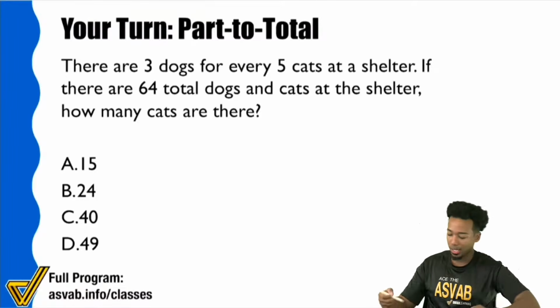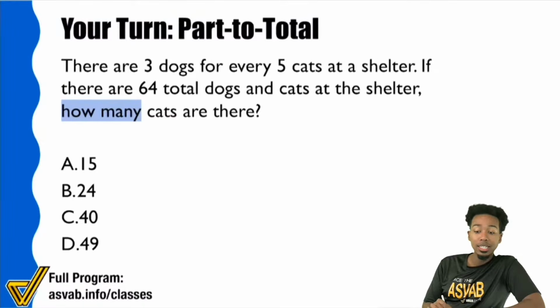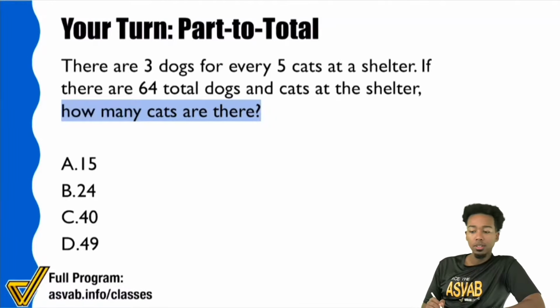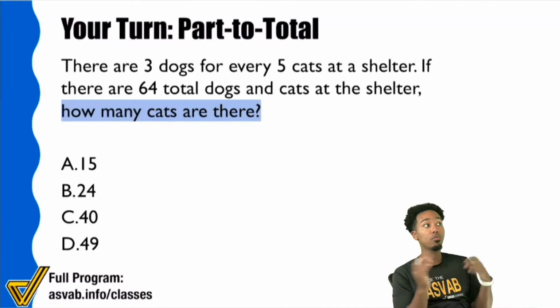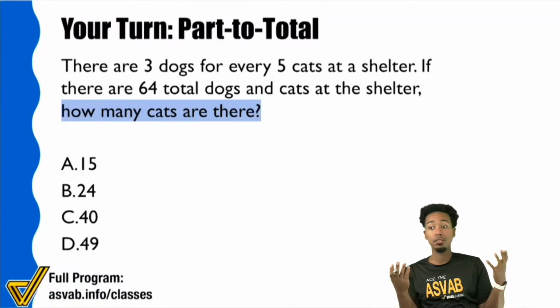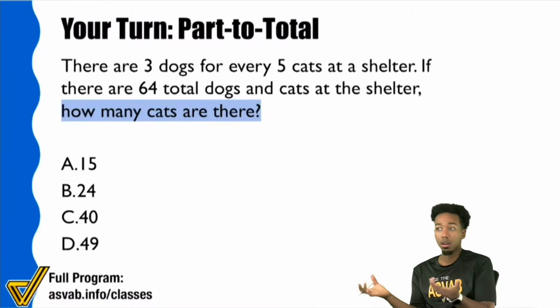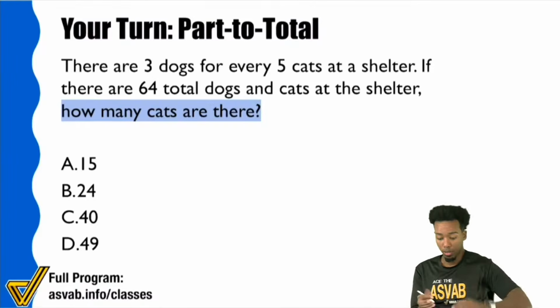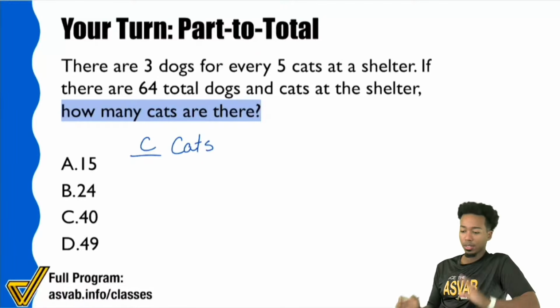So in this case, if we look right here, how many cats? I think even if we don't know what the problem is about, if we heard how many cats, unless you've been living under a rock, we all know that we're looking for something named cats. Cool. So we're looking for the number of cats. I'm going to say C for cats. We're looking for C, the number of cats.